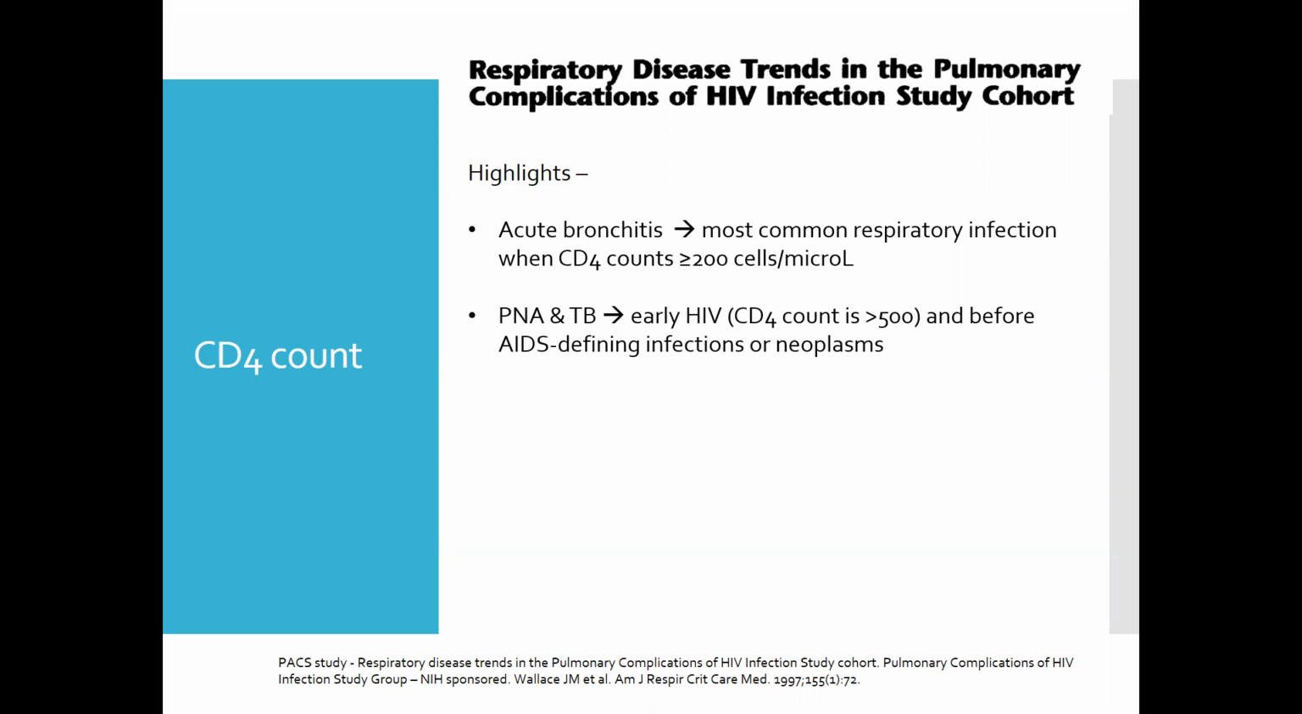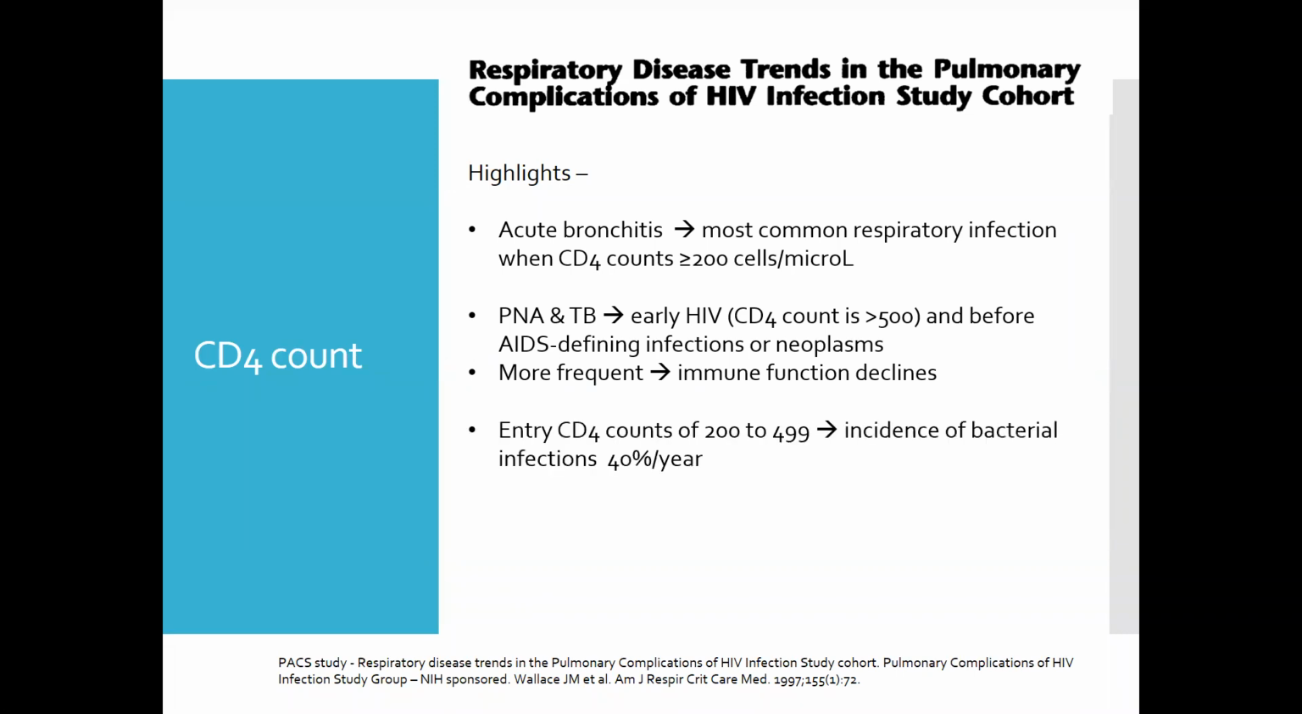Pneumonia and TB are typically seen in early HIV before you see the opportunistic infections and neoplasms, but pneumonia and TB also occur more frequently as immunity declines. In fact, over time, the study showed the incidence of bacterial infections increased 40% each year. That's quite a significant increase over time with something like bacterial pneumonias. And as we all know, PCP, disseminated fungal disease, and CMV are usually seen at lower CD4 counts.